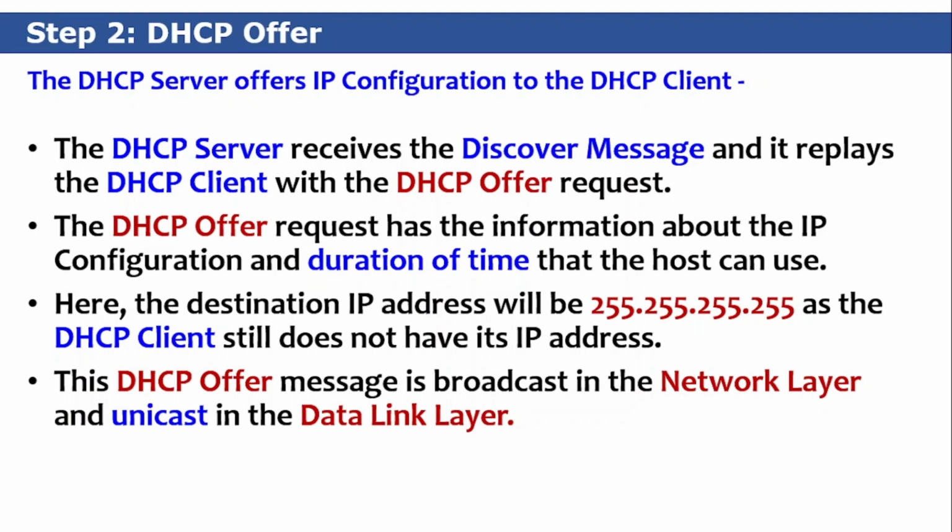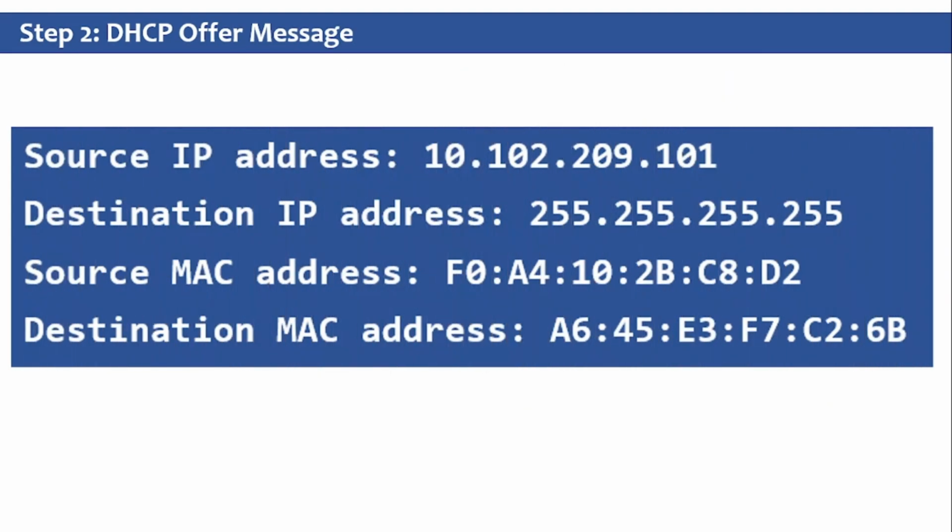This DHCP offer message is again a broadcast on the network layer, and it will be a unicast in the data link layer, as the DHCP server knows the MAC address of our DHCP client. So this is how our DHCP offer message looks. If you observe over here, the source MAC address means the MAC address of the DHCP server, and the destination MAC address is the MAC address of our DHCP client, and the source IP will be the IP address of our DHCP server.